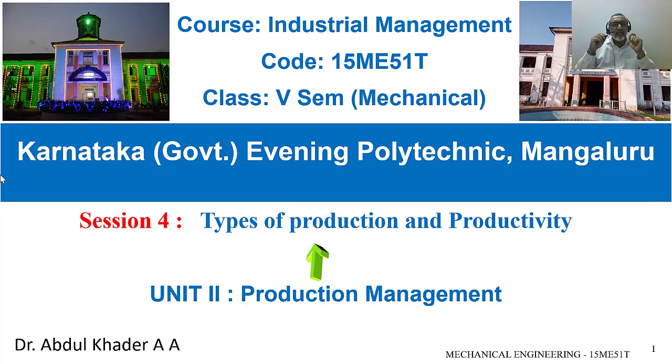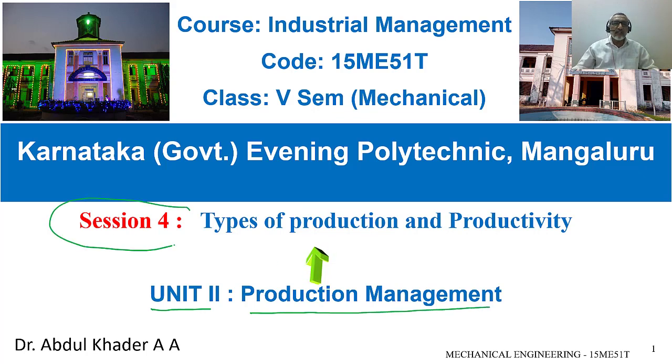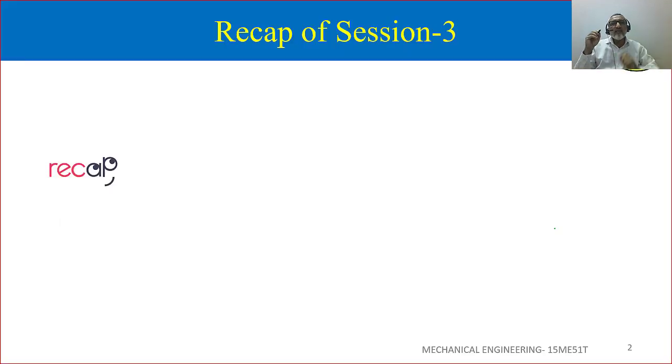I welcome you all to the next class on industrial management. We are currently discussing Unit 2. This unit is on production management, and this is the fourth session of this unit. In this unit, we'll be discussing the types of production and productivity. Let's proceed. Before going further, let's do a quick recap of what we discussed in our previous class.